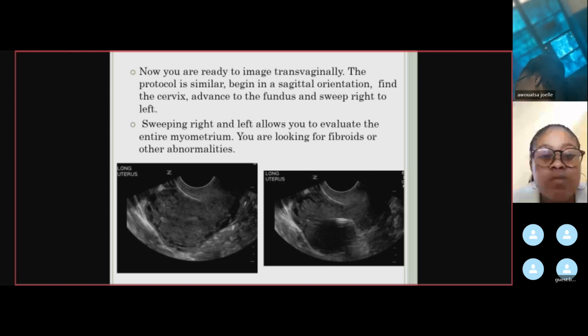So this is the transvaginal scan. When we sweep from right to left, we get to see the entire myometrium, and we look here for any fibroids or any other abnormalities if present. We will start from the sagittal orientation and then move to the transverse.